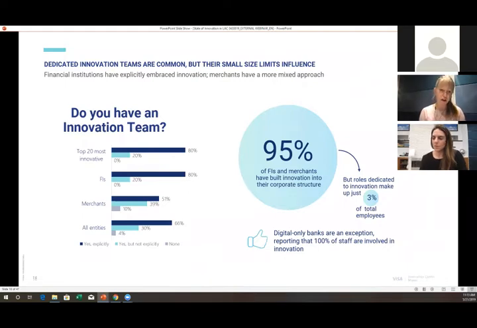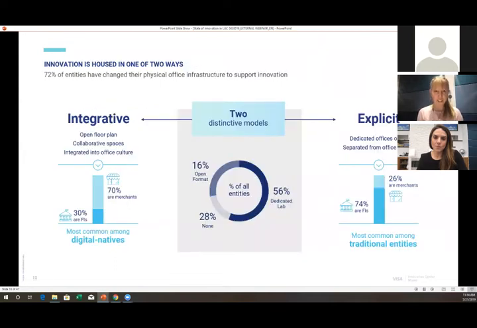Others have, yes, we have an innovation team, but it's not necessarily explicit, and I'll explain what that means in a moment. So we can see levels of differentiation between the company types, but overall, everyone understands and knows that innovation is becoming increasingly important to their success in the marketplace, and they need to be incorporating it to some degree. On the next slide, we can see what this looks like in a little bit more detail.